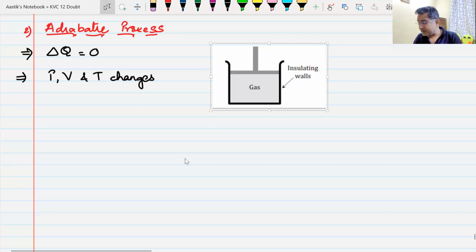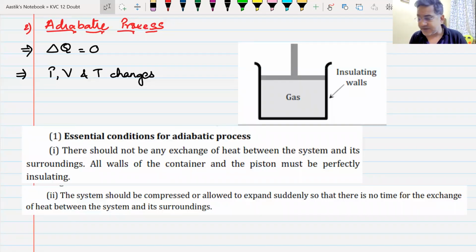Because the only condition which is required for any process to be adiabatic is that there should not be any heat coming in, there should not be any heat going out. So if you don't want any heat to come in or go out, the process must take place in a perfectly insulating environment. And therefore, whenever you hear that the process is taking place in an insulated cylinder, 99.9999% that process would be adiabatic in nature.